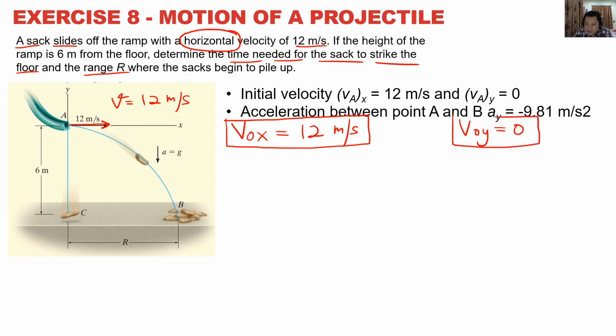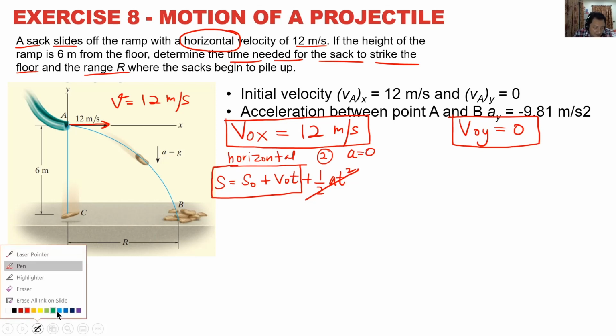Y is equal to 0. So let's write it down. Horizontal: only equation 2 is good. Equation 2 is S is equal to S naught plus V naught T plus half A T squared. Remember, acceleration is equal to 0, so this one is gone. Only this one is good.